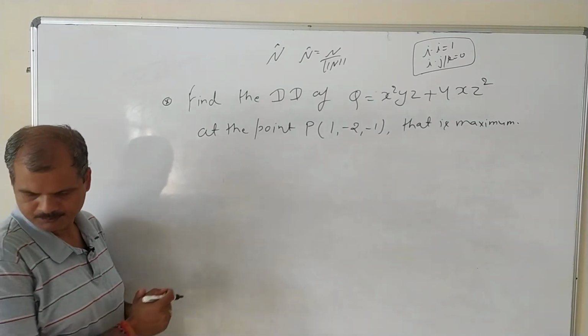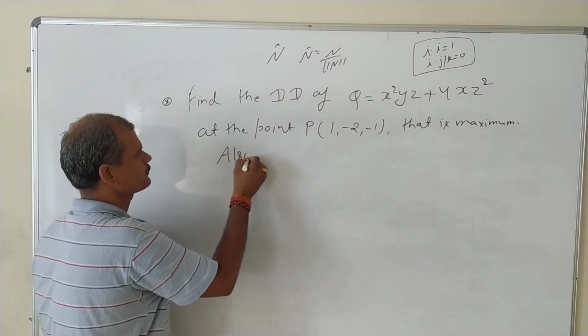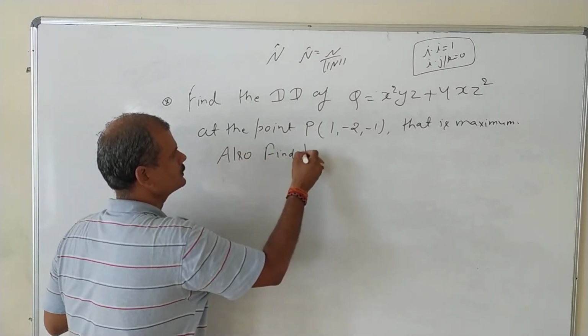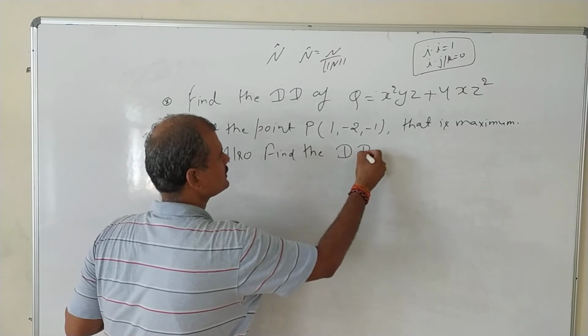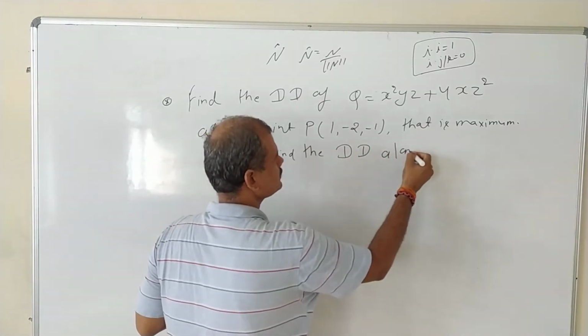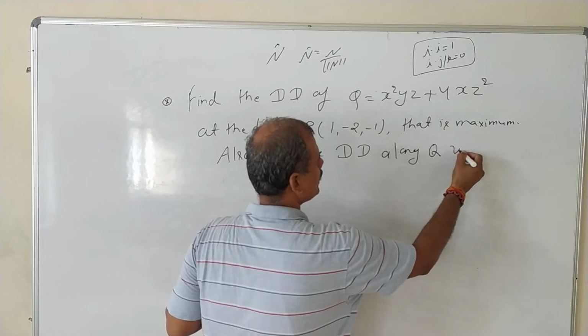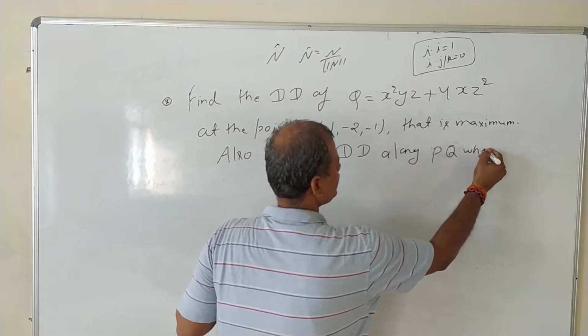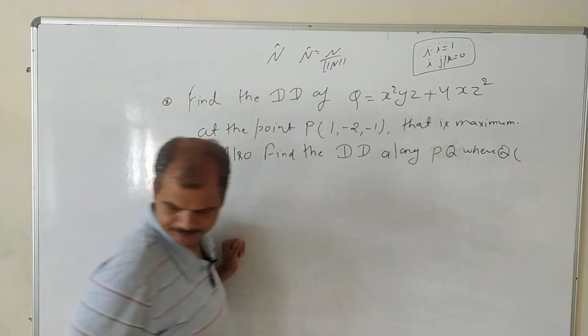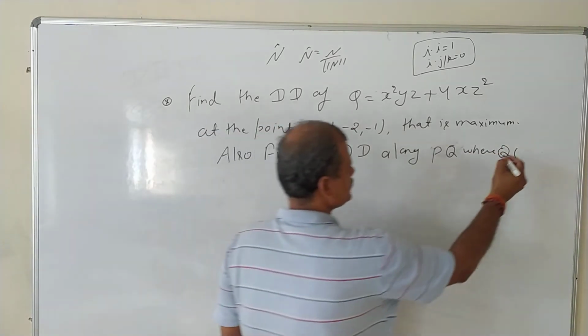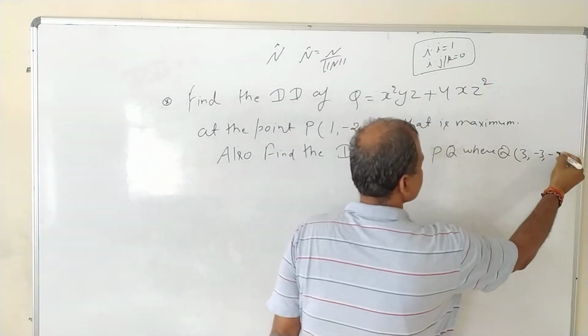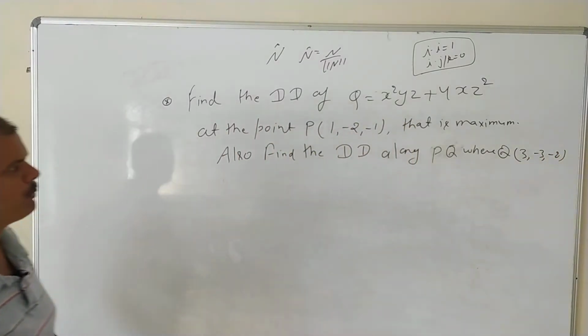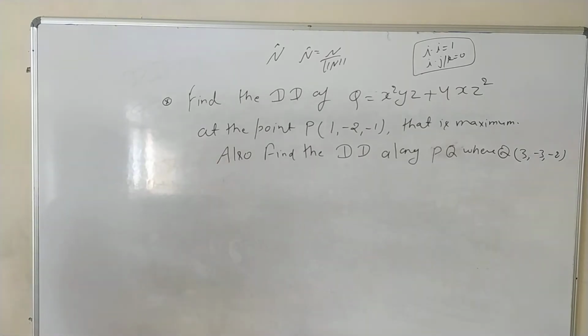Okay, next part, also find the directional derivative along PQ, where Q is given (3, -3, -2). So this question had two parts. One part, you need to find the directional derivative of phi at the point P, that is maximum.